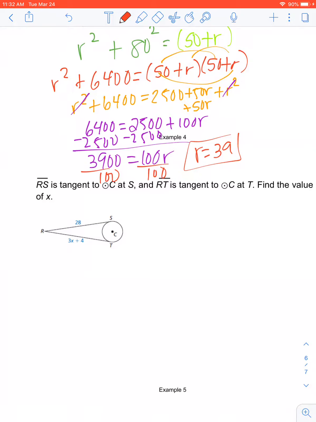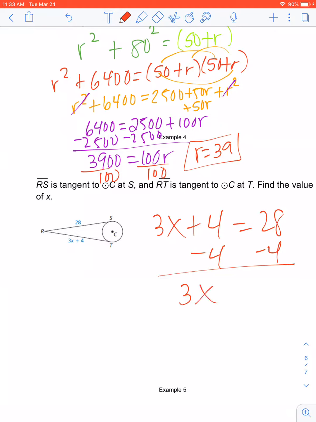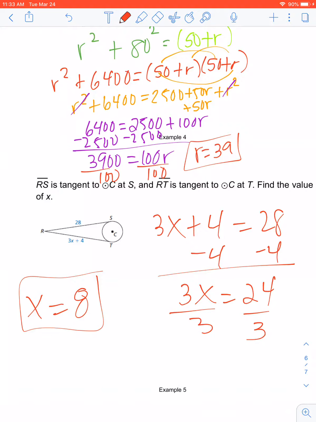Algebraically, all we have to do here is, I am on the struggle bus today, guys, take 3x plus 4 equal to 28 and solve. So when I divide both sides by 3, we get that x is equal to 8.